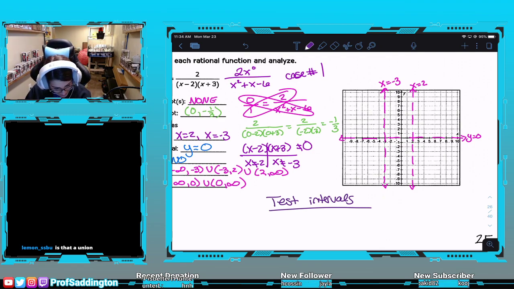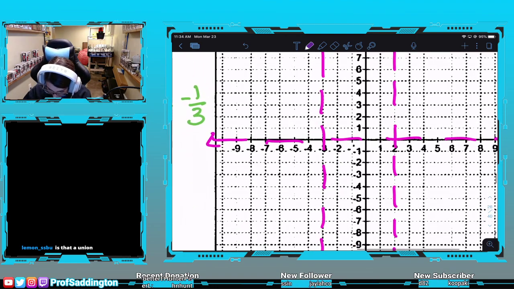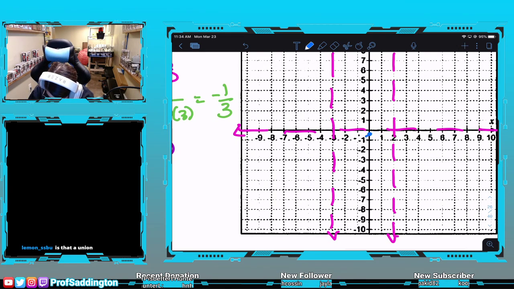So let's see. We do know that one point is 0, negative third. We have that y-intercept. So that's nice. So I'm going to graph that on there. I'm going to use a brighter color so it's easier to see. So that's about there. Now, since I know that I can't cross that line y equals 0, this must be a downward facing curve.